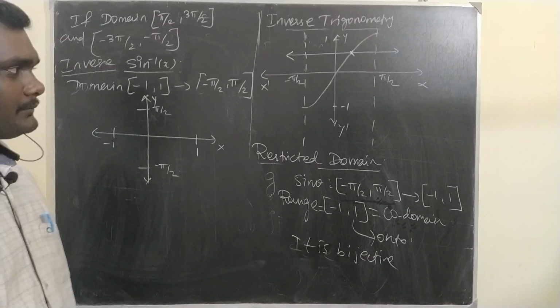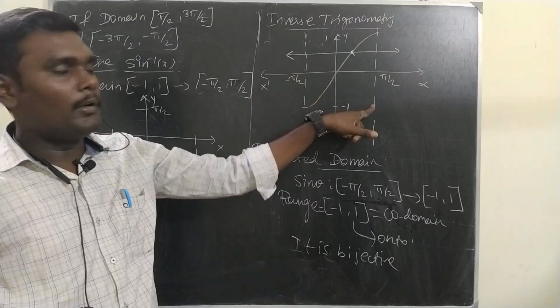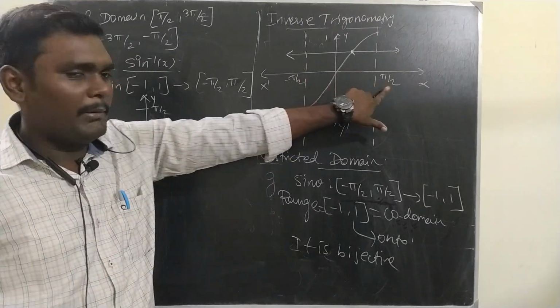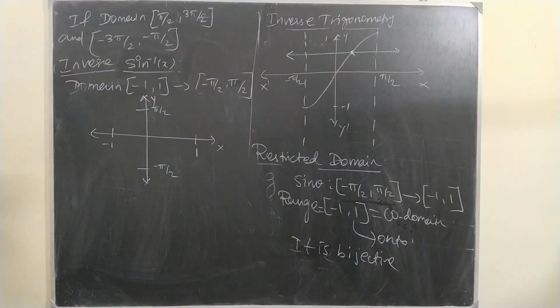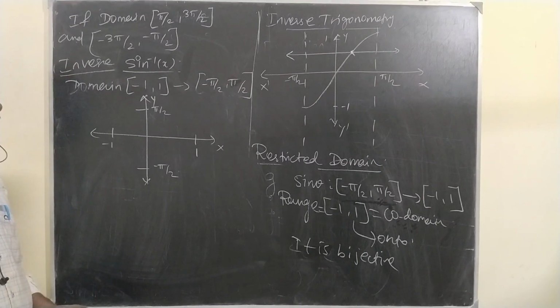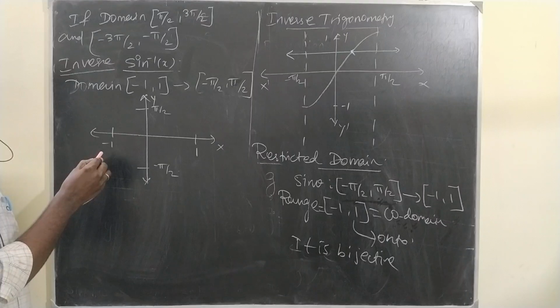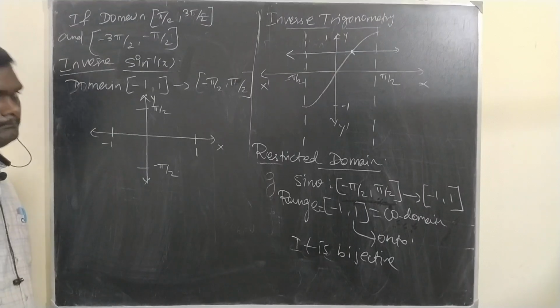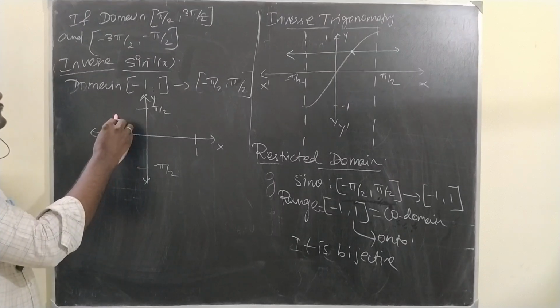What change did you find? This has been plotted into the x axis, and this minus pi by 2 plus pi by 2 has been plotted into y axis. Now look at this graph. How will this graph come? Is it the same graph?